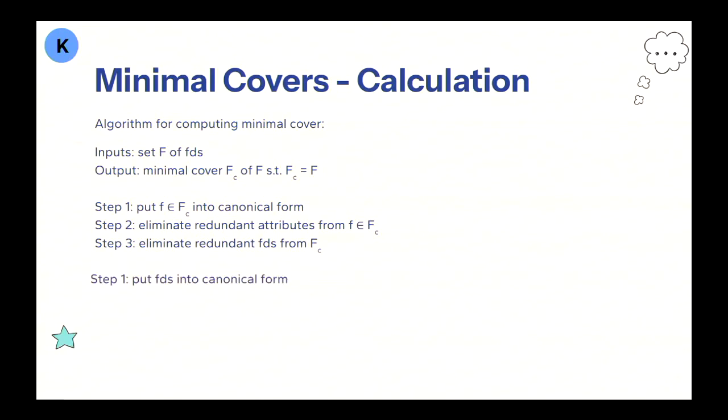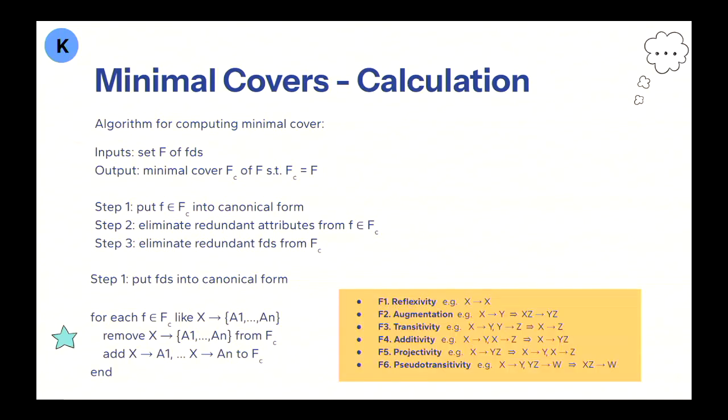In the first step, we put all the functional dependencies into a canonical form. What we can do is apply one of the rules to make sure that only a single attribute appears on the right-hand side. Can you identify which rule is applied here to do this? To make sure that there's only one attribute on the right-hand side. Which rule? Yes, projectivity. We can use projectivity to separate the rules into a canonical form. So that's step one.